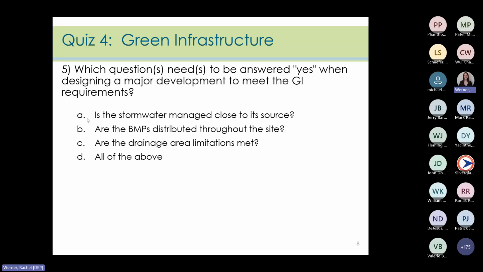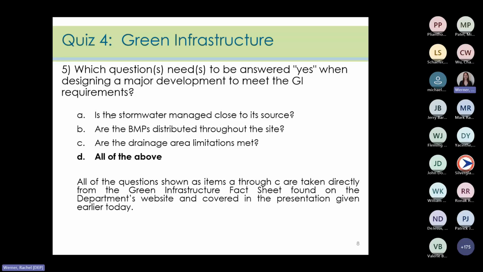Next question. Which question or questions need to be answered yes when designing a major development to meet the GI requirements? And the answer is D, all of the above. These are the things that make a BMP and the general stormwater management design green infrastructure, trying to mimic natural hydrology as much as possible. And this is directly from the GI fact sheet.